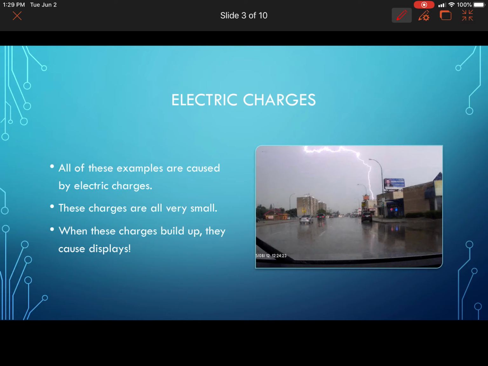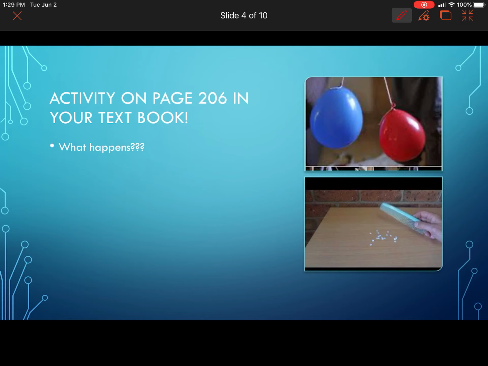So electric charges. They are all very small, and when they build up, they can cause very large, big displays. So this is an example. This is a picture of lightning, of course. And this is from Winnipeg, so that's a pretty significant lightning bolt there. And in your notes, you can just sketch a quick little picture of a lightning bolt there.